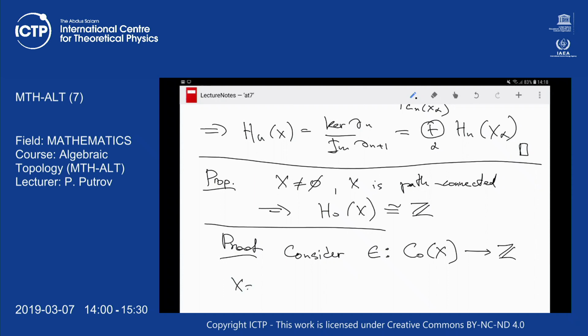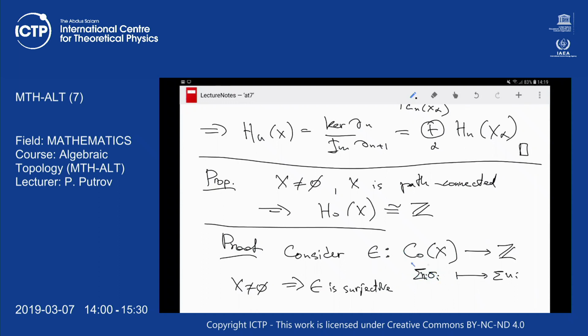Okay, so X is non-empty, therefore it follows that this epsilon is surjective. This is because if X is non-empty, there are of course non-trivial maps. And yeah, I forgot to define it. So epsilon explicitly is defined like this.